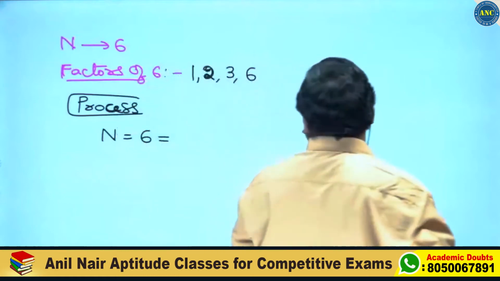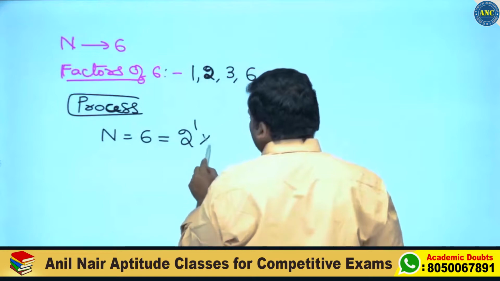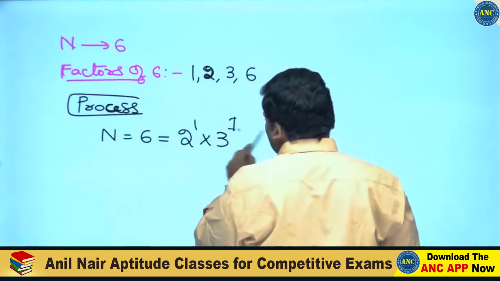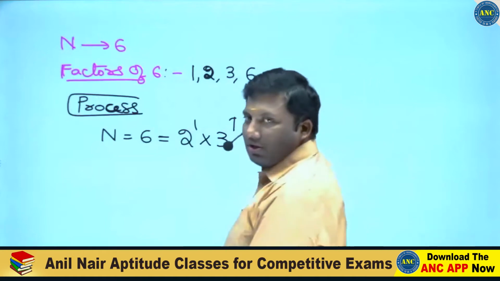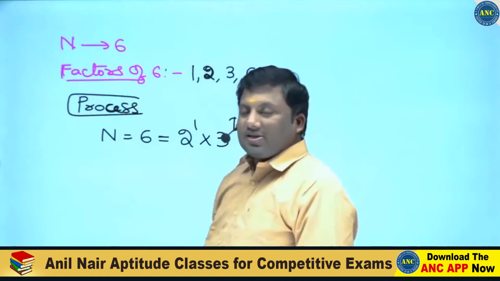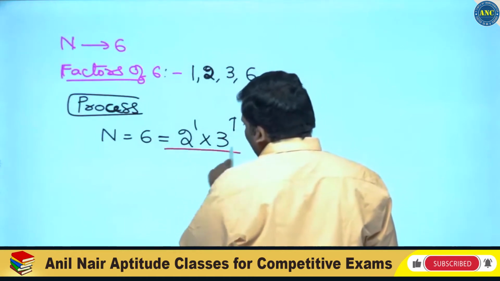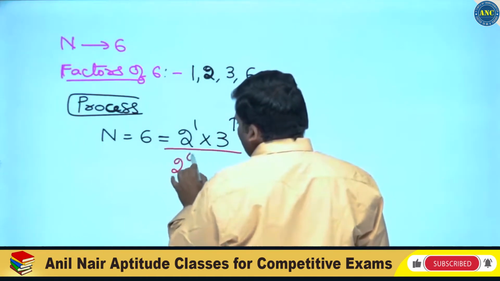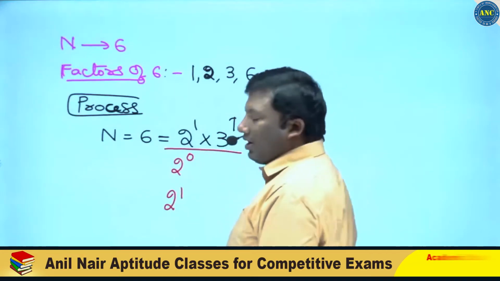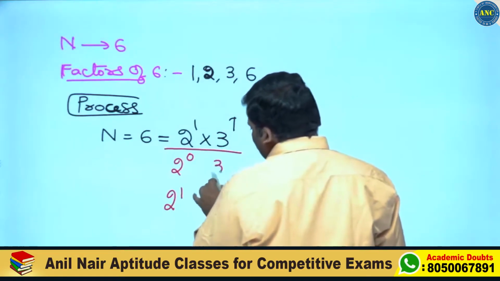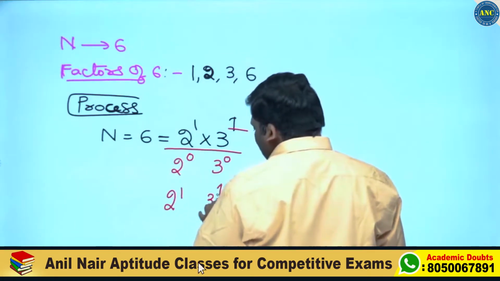The name itself is telling. So step number 1: write the number as a power of prime bases. 6 can be written as 2 into 3. I am writing the factors starting from 1, which is a power 0. So write all the powers of 2 starting from 0 to 1, because 6 contains a power of 2 as 1. Here also it is 3 power 0, 3 power 1.